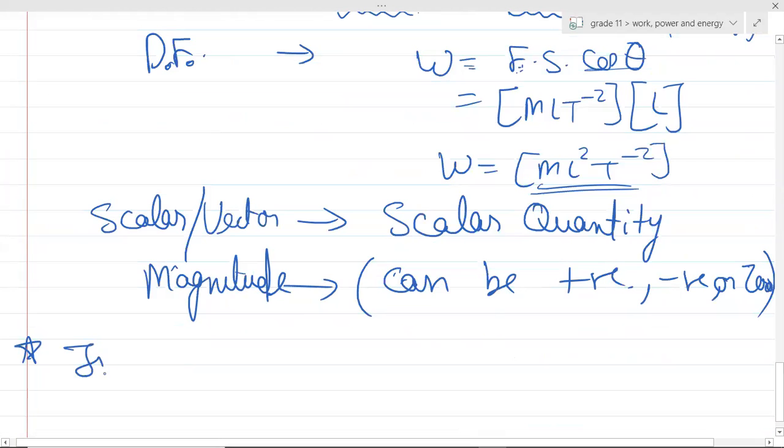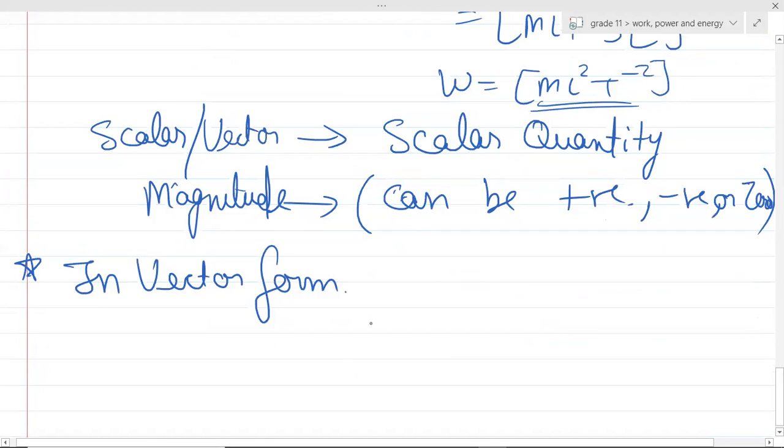We wrote something about the work. Please remember, in vector form, if I want to represent this thing, do you remember here F and S are getting multiplied? And which kind of vector multiplication gives me a scalar quantity?